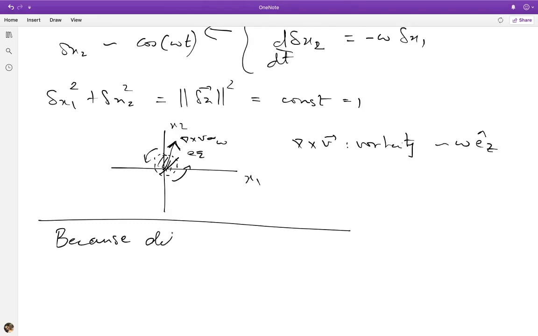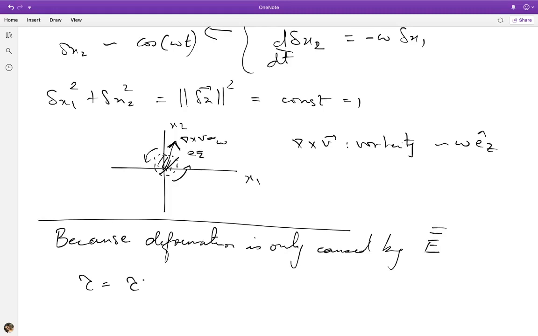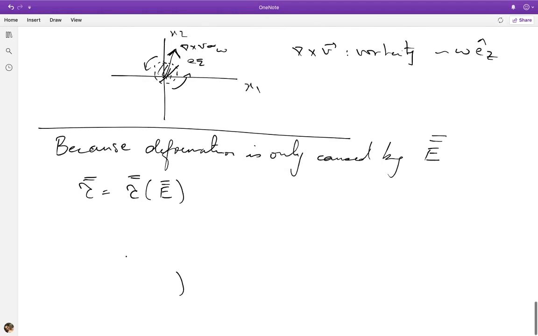So because deformation is only caused by E, the symmetric part of the gradient of velocity, we can say tau, the deviatoric stress tensor, must be only a function of E. So you see, we have simplified the relationship quite a bit from where we originally started, that it must be some function of relative motion. So now we can ask what is the simplest relationship that we can have.